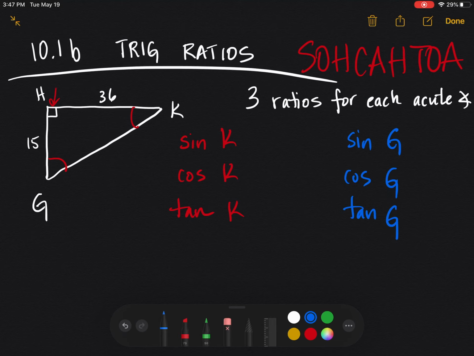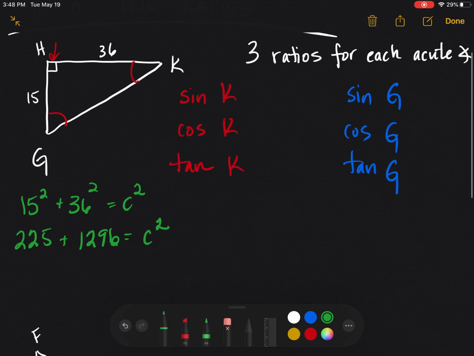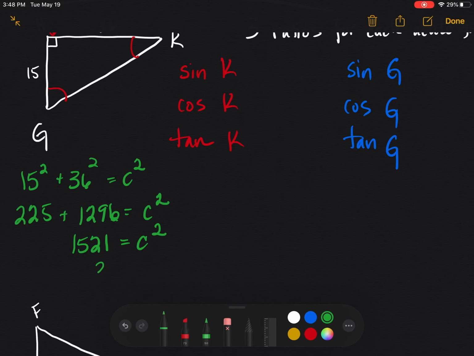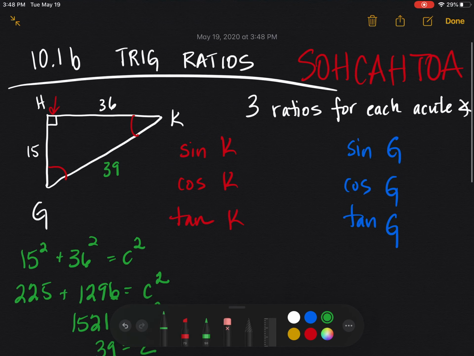Now, as you'll recall from yesterday, we can't do anything until we find the hypotenuse, which means we're going to use a squared plus b squared equals c squared. That's going to give us 225 plus 1296 equals our hypotenuse. When we add that all up, we get 1521 equals c squared. When you take the square root of both sides, believe it or not, the answer is 39. So this is our hypotenuse over here.